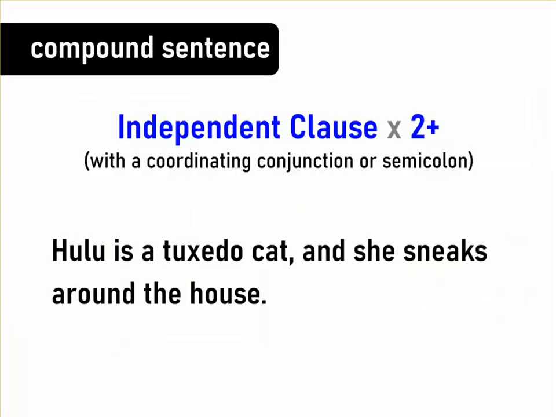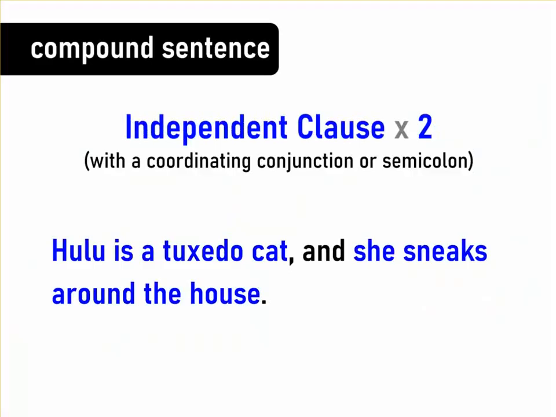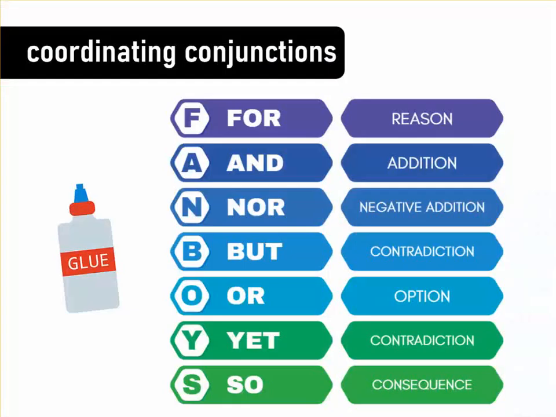Another type of sentence is the compound sentence. Compound sentences are sentences that contain two or more independent clauses joined by a coordinating conjunction or a semicolon. In this sentence, Hulu is a tuxedo cat and she sneaks around the house are both independent clauses joined by a comma and a coordinating conjunction. Right! Coordinating conjunctions connect words, phrases, or independent clauses that are grammatically equal. They're kind of like glue that holds parts of sentences together. Common coordinating conjunctions are the FANBOYS, which include for, and, nor, but, or, yet, and so.